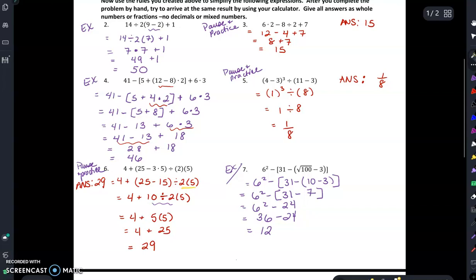It's tempting to want to jump over there and do that 2 times 5, but that's going to wait a bit. Because remember, within a hierarchy, we work left to right first.